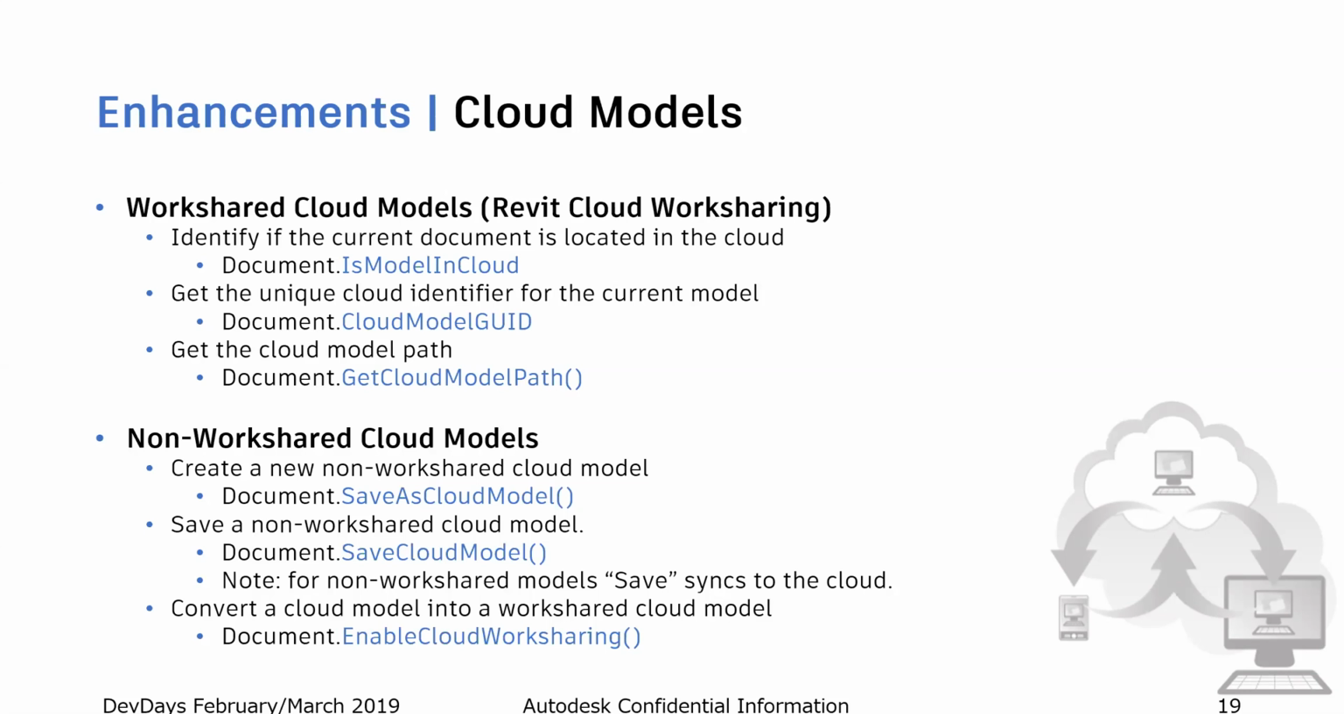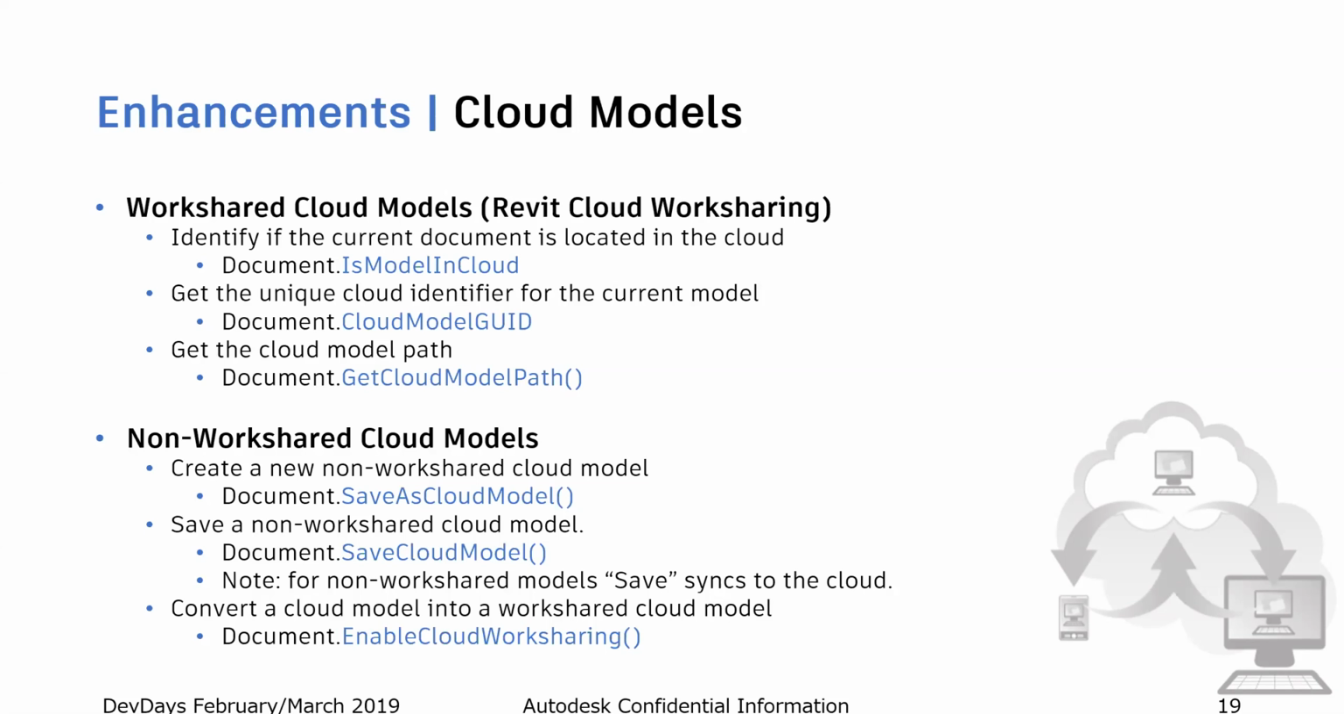Then we also have an API to save a cloud model, and the reason that this is a bit different is Save for non-work shared cloud models actually syncs the changes to the cloud. So this is why it's a little bit of a different API. And then the third API that we have for non-work shared cloud models is to enable cloud work sharing, and this is kind of the enable work sets functionality.